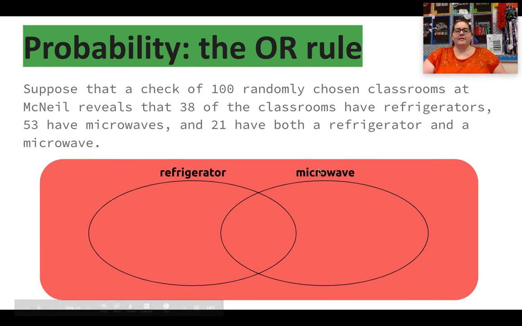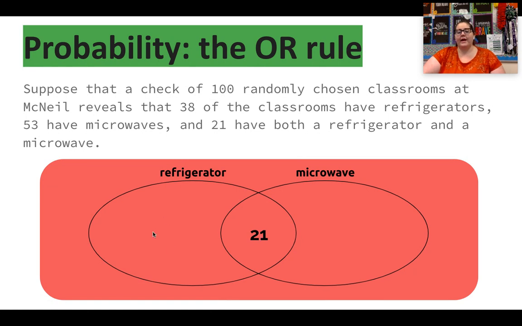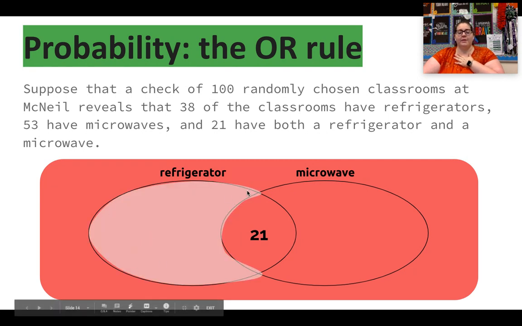If I fill in some of the numbers, I'm going to start with the overlap because that's the clearest number. So that overlap area, the number of classrooms that have both appliances, is 21. Now remember that when we talk about refrigerator, we're talking about the entire circle. So when they say that 38 of the classrooms have refrigerators, they're talking about everybody who has one, including anybody who has both a refrigerator and a microwave. So what might be helpful to me later is if I think of this number over here as just the people who have a refrigerator.